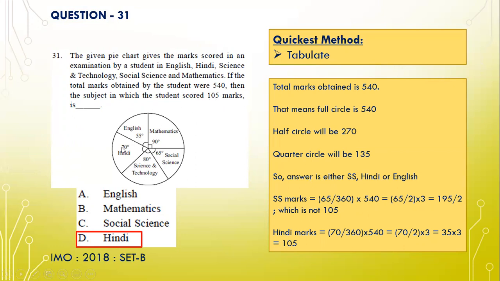Now let's see Hindi marks. Hindi is 70 degrees. So 70 upon 360 into 540. So which is 18 to the 36, 18 to the 54. So 70 upon 2 into 3, which is 35 into 3, which is 105. So Hindi is the correct option. Okay.